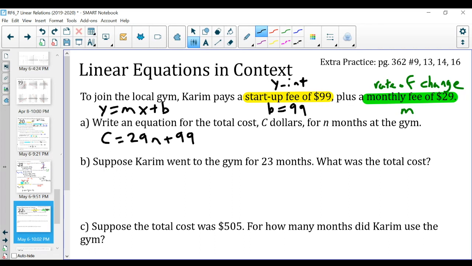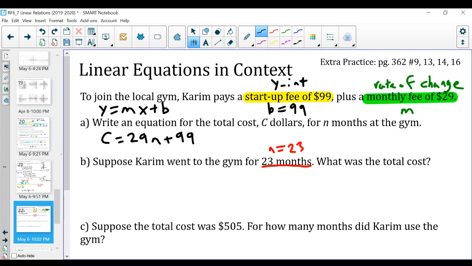So C is equal to 29n plus 99. So that would be an equation that represents this whole model of paying for things at the gym. Now, if Kareem is going to the gym for 23 months, we know here that n has to equal 23. So what is the total cost?